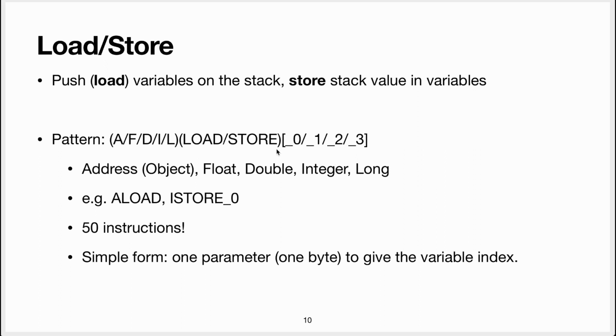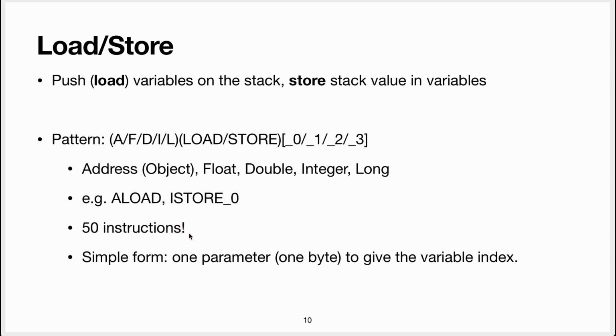And you notice that I use a bracket here, and this means that this part is optional. So there's also a version of these instructions that does not have this suffix. In that case, you need to specify the variable index as an operand, because of course there might be more than just 4 variables. So an example of such an instruction is A load. This loads an object from a variable into the stack. Another example is I store 0. This stores an integer from the stack into variable 0.